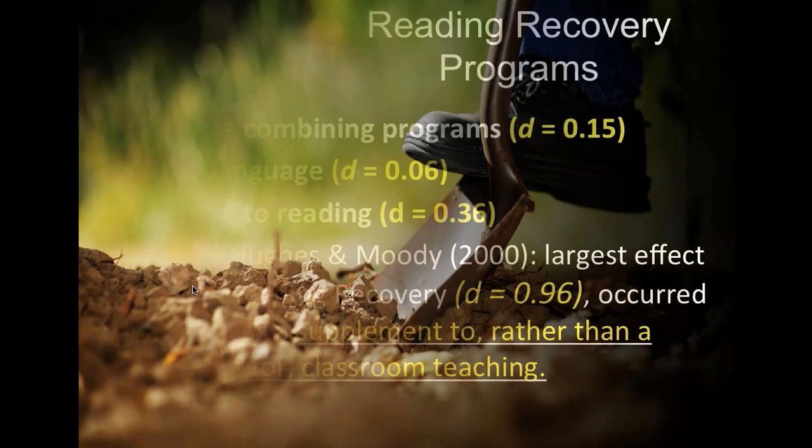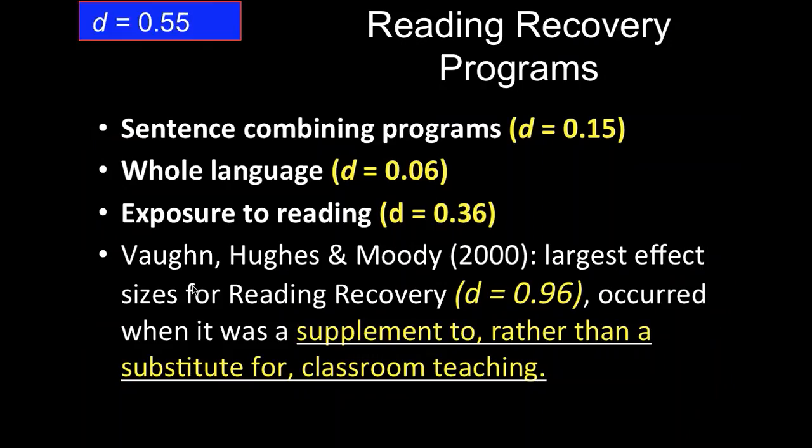So now we got to dig in even more to some of these. I want to highlight, especially at the elementary level, reading recovery programs. It comes in at 0.55, which is still above the average. But 0.55 is actually a misnomer when we dig into the research, because it's not about combining sentences or whole language. When it's a supplement rather than a substitute for classroom teaching, when what they're reading in the intervention is very similar to what they just read in the core instruction, that the same strategies are being used, that the same terminology is being used, that they're maybe reading that story again and going deeper with some close reading skills, it goes up to 0.96.